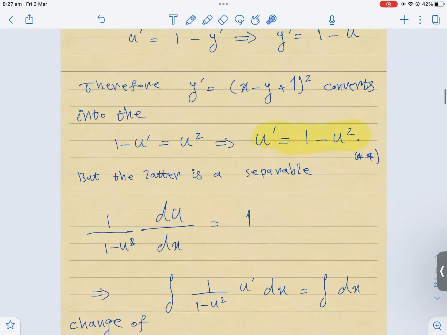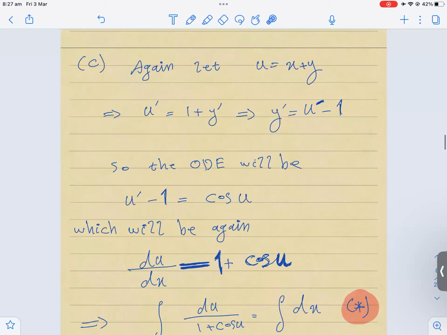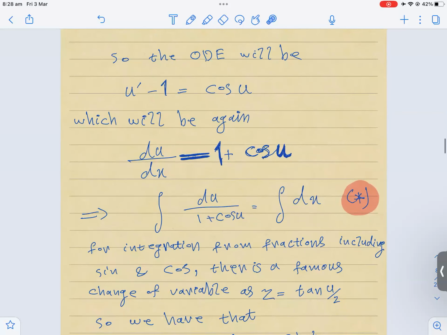Y prime. So again, u equal to x plus y. u prime equal to 1 plus y prime. Therefore, y prime equal to u prime minus 1. So the ODE will be u prime minus 1 equal to cos u. From here, u prime equal, I move this minus 1 to the other side, it will be 1 plus cos u.